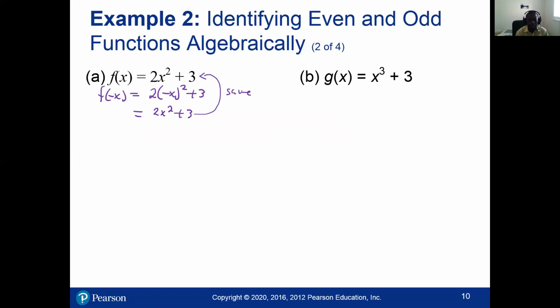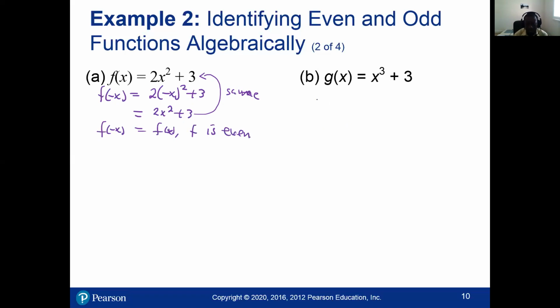So it's the same. So we say that this is f of x. What we have done is that f of negative x is equal to f of x. Therefore, we say that f is even. Okay. Now let's go to part B.